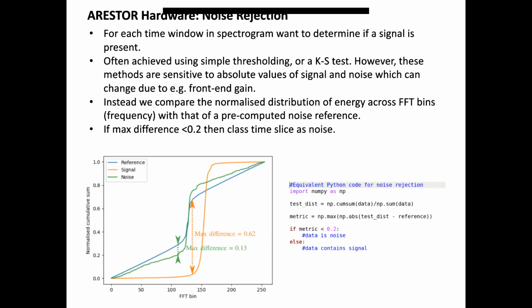Then in orange and green, we see what happens if we have a signal and what happens if we have noise. When we have a noise signal, it looks relatively similar to the noise reference. And we can pull out the maximum difference between the two distributions, and we get a number. We could do that with the signal as well. If we define a threshold for that difference between what's signal and what's noise, then we can get quite an effective noise rejection algorithm. And this algorithm is relatively straightforward to implement in the FPGA hardware.